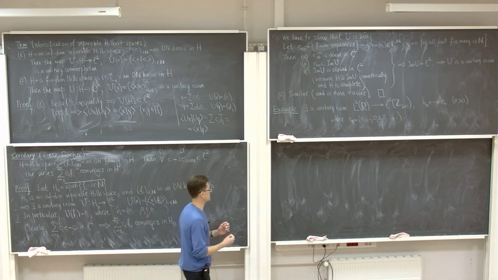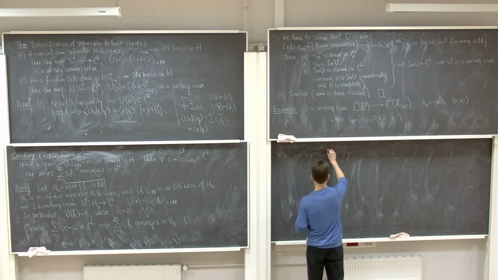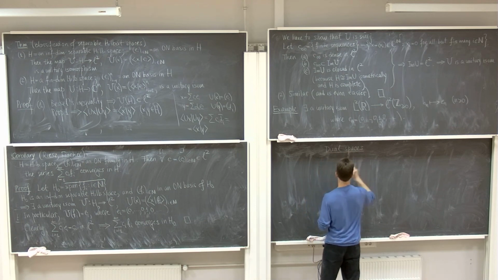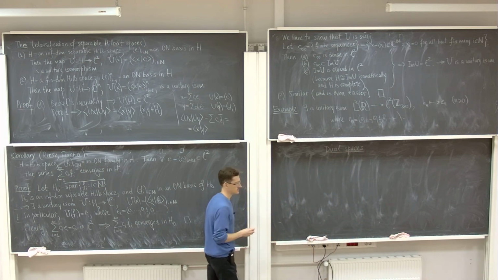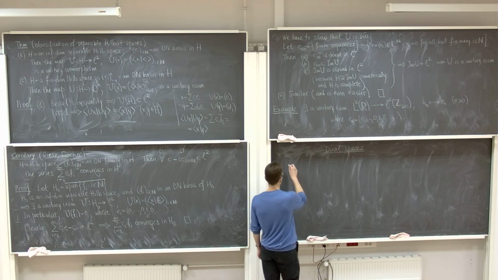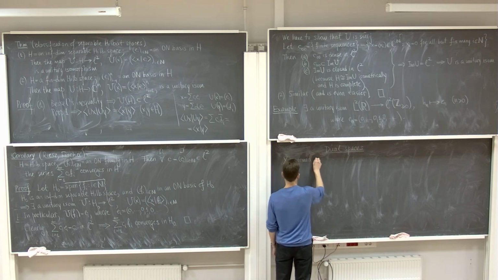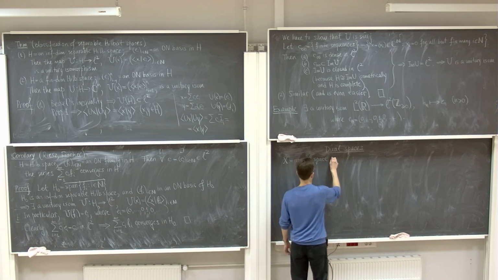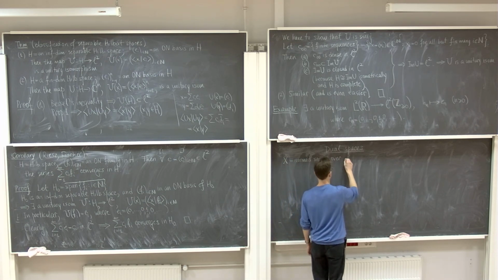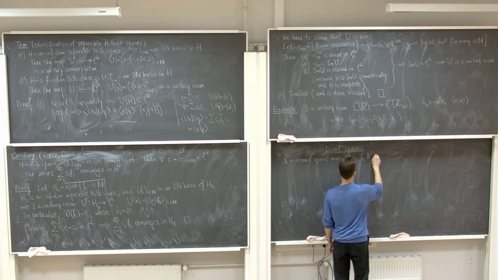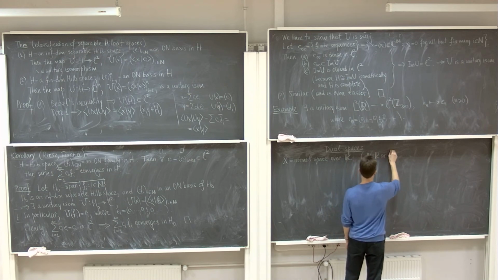Our next goal is to discuss dual spaces of normed spaces. So suppose that we have a normed space X over the real or complex numbers. So as before, I denote by K the field of real numbers or the field of complex numbers.